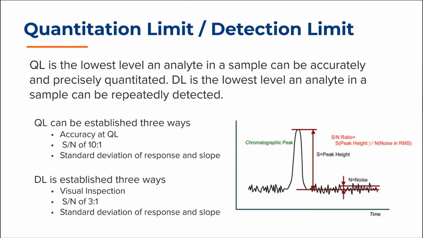The most common method for establishing QL is by signal to noise. In the figure in this slide, I show how the signal to noise ratio is calculated. The peak height of the analyte is divided by the root mean squared of the noise over a specified noise region. That said, in my opinion, the better assessment of QL is a determination of the lowest level at which a measurement can accurately be made.